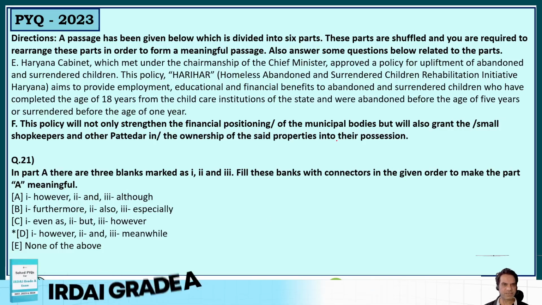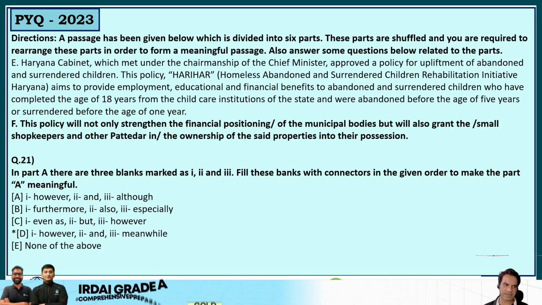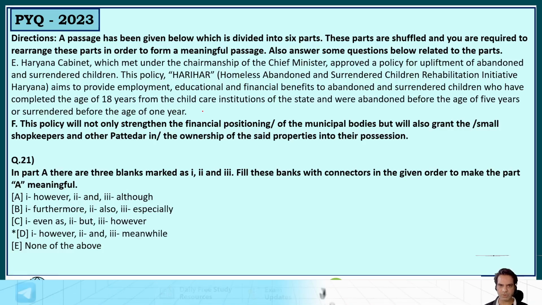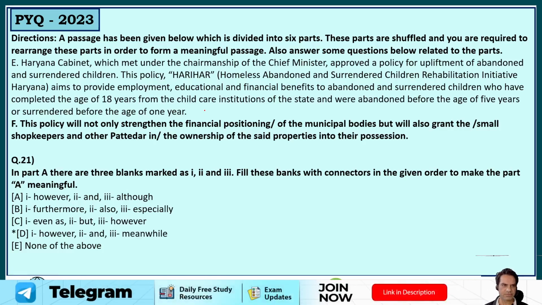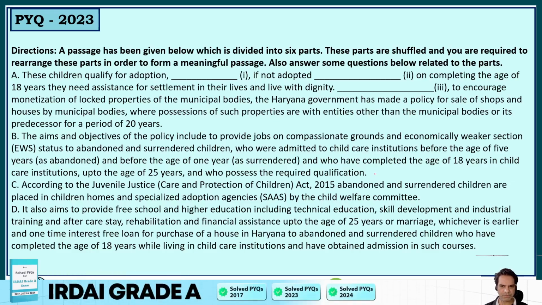The Haryana cabinet, which met under the chairmanship of the Chief Minister, approved a policy for upliftment of abandoned and surrendered, no. Sorry, I think the policy will not, right. I think option E should be the first part here. The policy for homeless, abandoned and surrendered children aims to provide employment. So this is the introductory part. So E should be the first part, followed by, I think this should be B. Otherwise you can solve it and then you can see what should be the correct replacement for it.